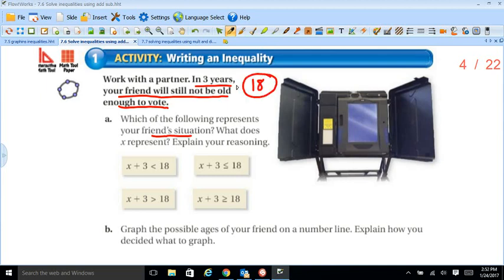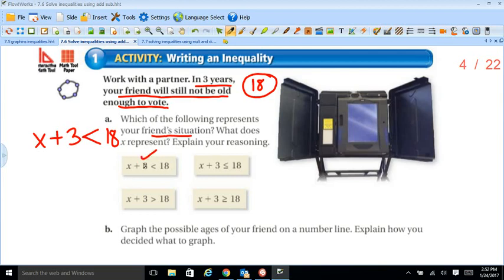You have to be at least 18 to vote. So in 3 years, we have however old you are right now, x, and if we add 3 more years to that, you can say that's plus 3, you will not be old enough to vote. So we know that result has got to be less than 18. So let's look at our choices. x plus 3 is less than 18. Well, that matches perfectly. It's probably the right answer.